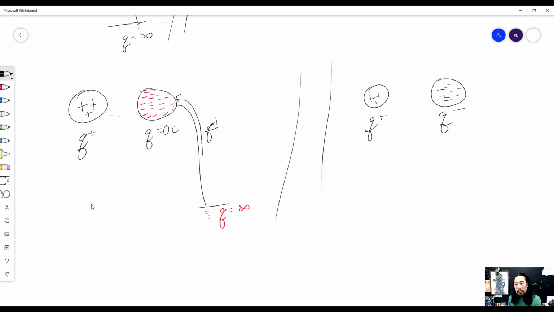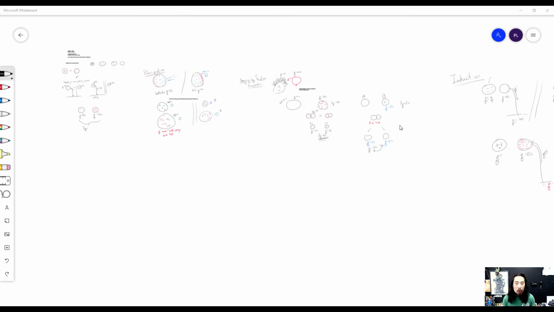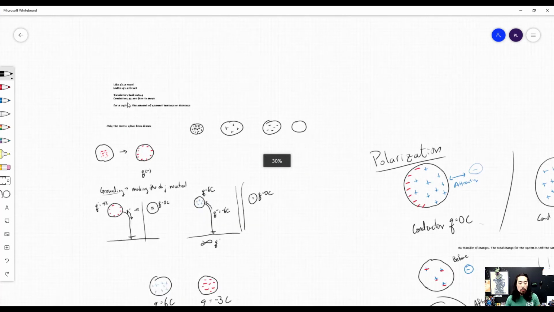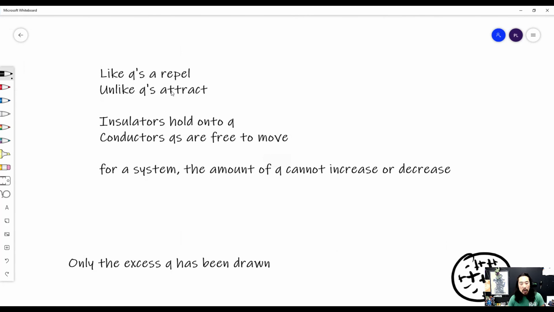Charging through induction. All right, those are the methods of charging. This just requires a little bit more practice. Make sure whenever you do these problems, you keep in mind the concept checks that we have developed. Like charges always repel, unlike charges will always attract. Insulators like to hold on to the charges. Conductors allow the charges to freely move. Remember, only negative charges can move, and for a system, the amount of charge cannot increase or decrease, but remains the same. All right, I'll see you next time.